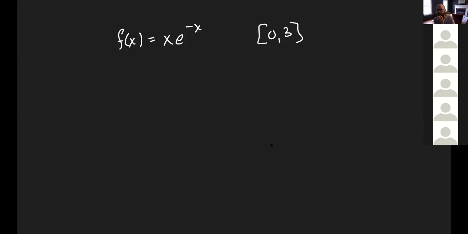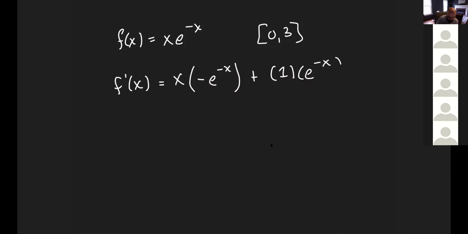Okay, so you have this function. You're going to take the derivative. So f prime of x is equal to your first function times the derivative of e to the negative x, which is negative e to the negative x, plus the derivative of x, which is just 1, times e to the minus x. I'm using the product rule here, so this is negative x e to the minus x plus e to the minus x, which becomes e to the minus x times negative x plus 1.